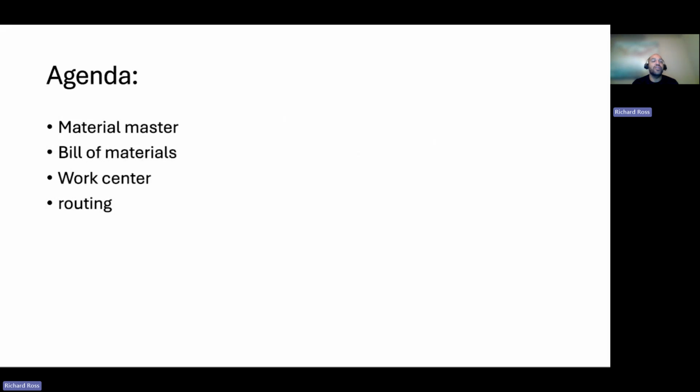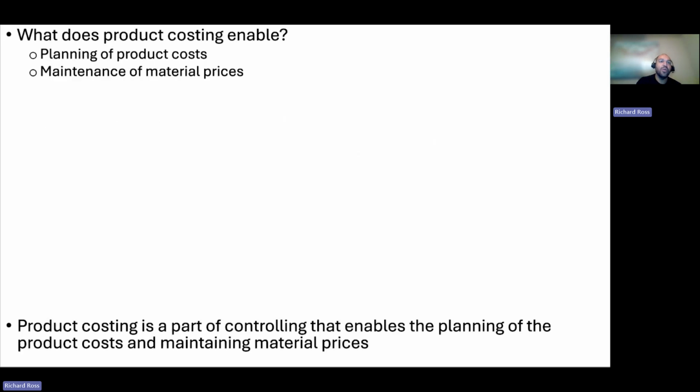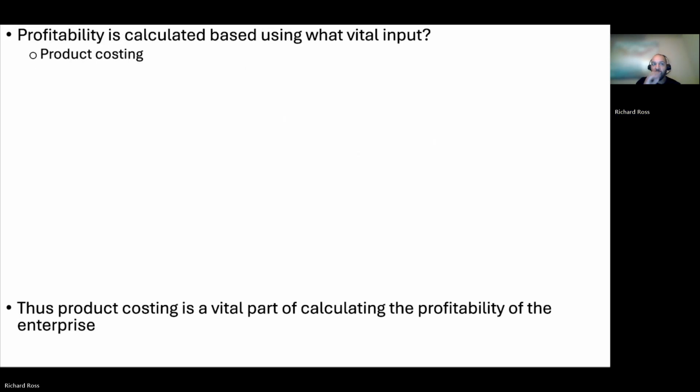All right. On today's agenda, we have the Material Master, the Bill of Materials, Work Center, and Routing. Let's get into it. What does product costing enable? Planning of product costs, maintenance of material prices. Profitability is calculated based on the costs used. All right. Thus, product costing is a vital part of calculating the profitability of the enterprise.